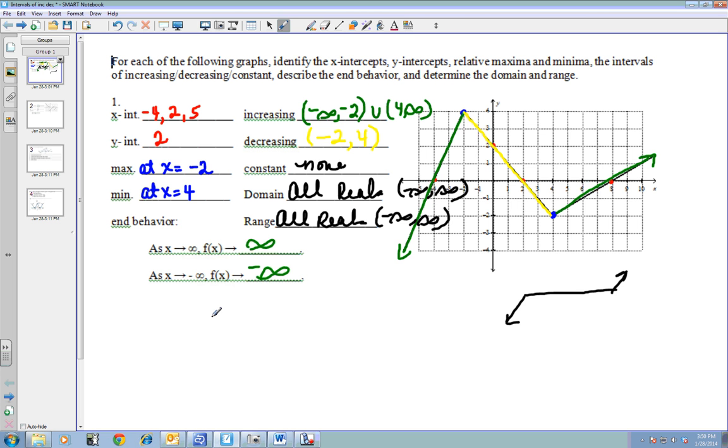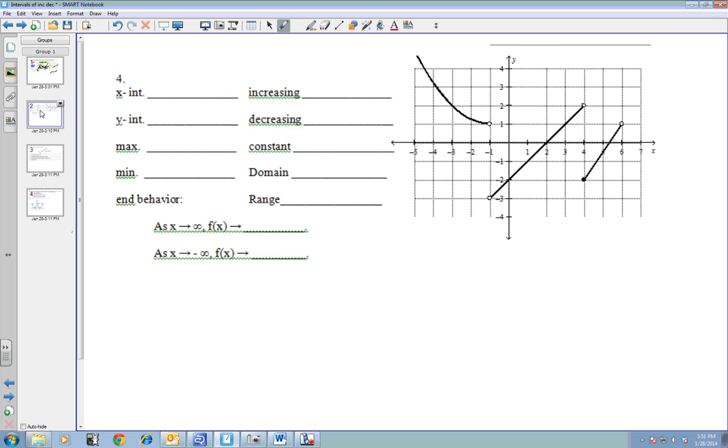And let's look at number 4. Number 4, same type of thing. Let's find our x-intercepts first. So our x-intercepts is where it crosses the x-axis. So that's going to be at 2, and that's a little bit past 5, like 5 1/3, something like that. So I'm going to say 5.3 or 5.25, somewhere a little bit past 5. My y-intercept is -2.